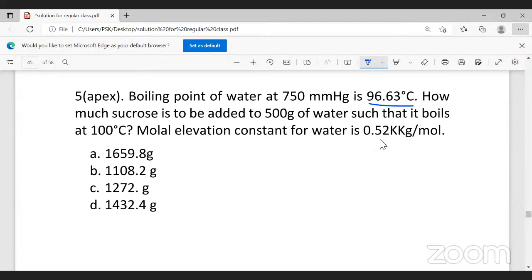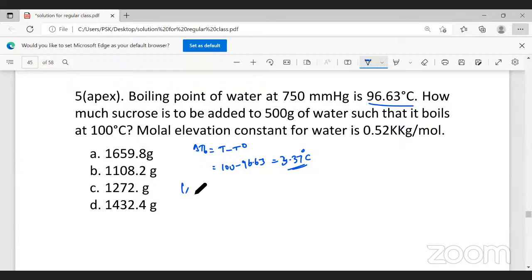Elevation in boiling point. What is elevation in boiling point? Delta TB is given by the formula T minus T naught. The boiling point of water at 750 millimeters of mercury is 96.63, and the boiling point of pure water is 100 degrees. 100 minus 96.63 is equal to 3.37 degrees Celsius. Elevation in boiling point is 3.37 degrees Celsius.